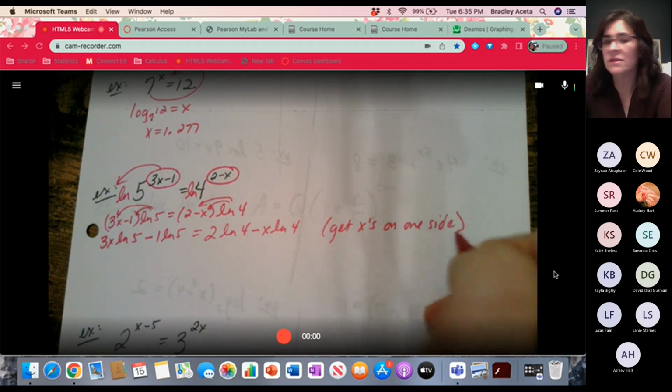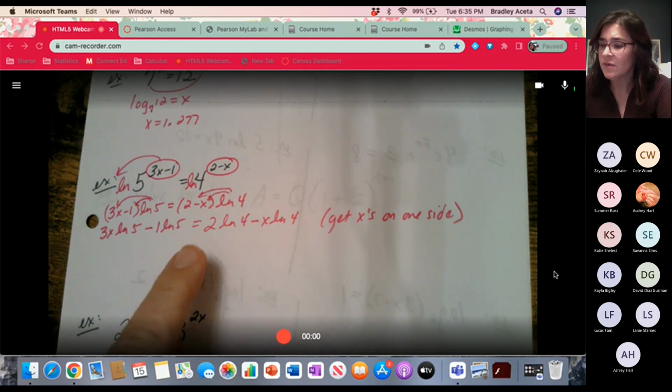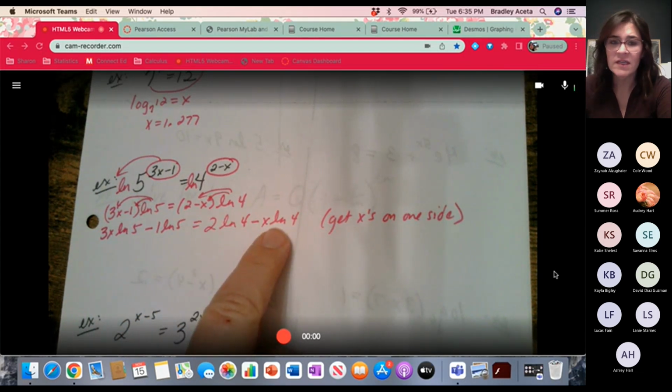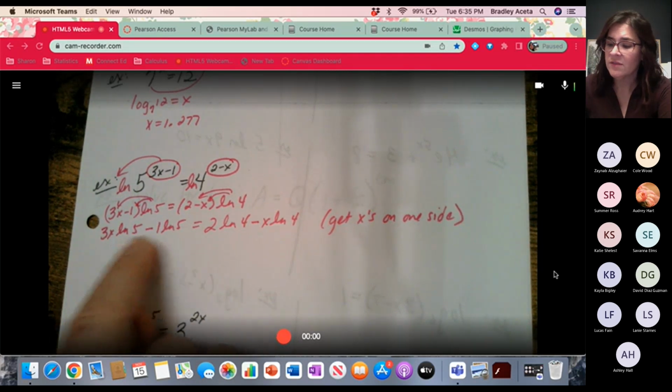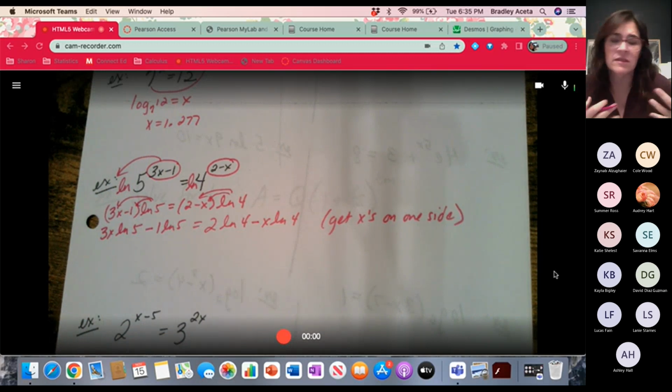Get all the x's to one side. So move everything over that doesn't have an x. So if you can see right here, this has 2 ln 4. This doesn't have an x, so leave him there. But this has an x. I'm going to add him over. This has an x, but this one doesn't. I'm going to take that one over to the other side. I'm going to put all my x's. I like my x's on the left.